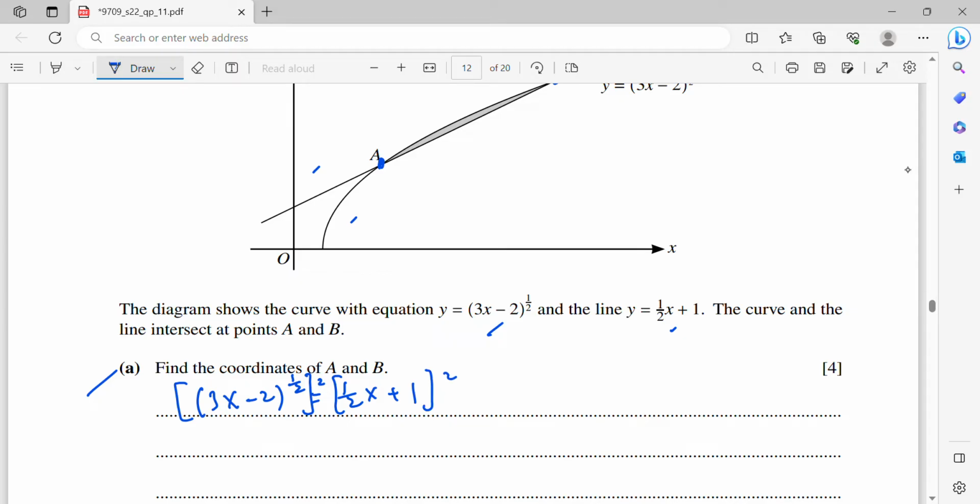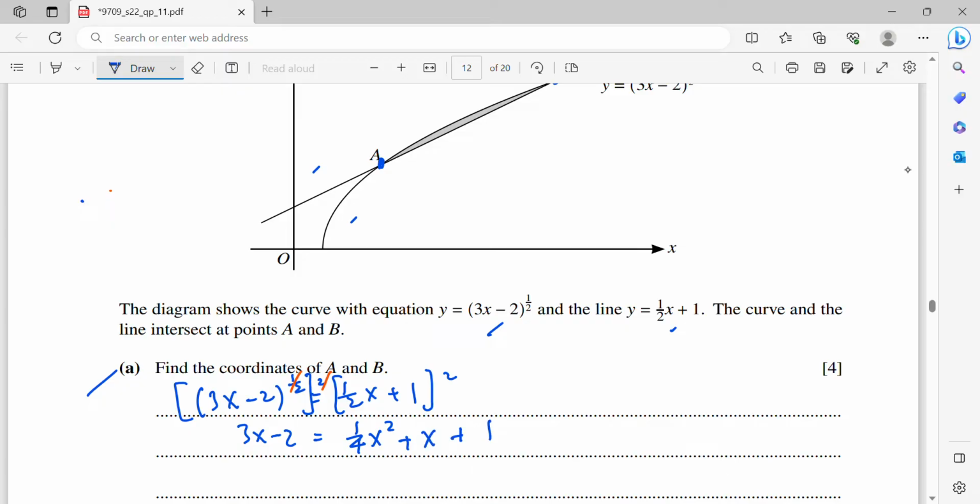So when I square both sides, the half and degree 2 can be cancelled off. Then I will just get 3x minus 2 on the left hand side. And then the right hand side, you need to do the quadratic expansion. So square of half x, it will be 1 over 4x squared. Then 1 over 2x times 1 times 2, it will be plus x. Then last term is plus 1.